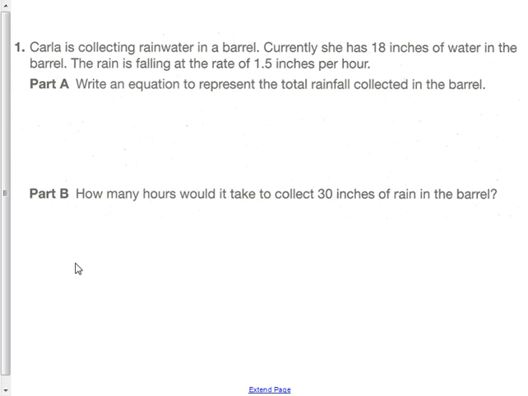Okay, so Carla is collecting rainwater in a barrel. Currently, she has 18 inches of water in the barrel. The rain is falling at the rate of 1.5 inches per hour. So one thing I want to take a look at here is it says 1.5 inches per hour. Okay, and the word per usually tells us to multiply. So when I take a look at that word per, I'm thinking 1.5 times the number of hours.